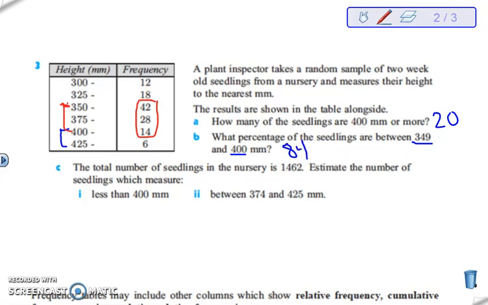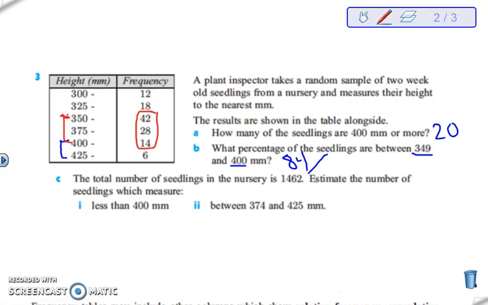Now it says percentage, so that means we need to divide that by the total that were measured. If we add up our total, we measured 120 seedlings. So 84 out of 120 is going to give us 0.7, which is 70%.